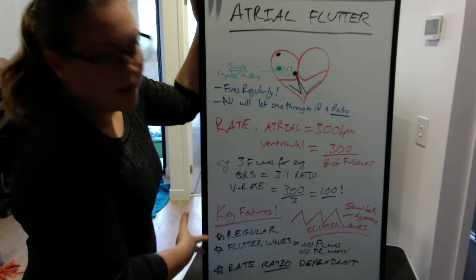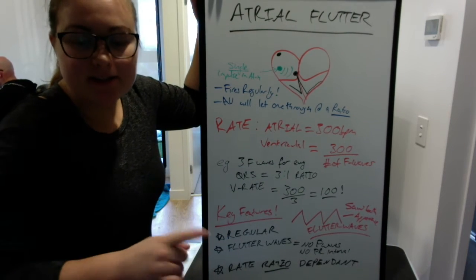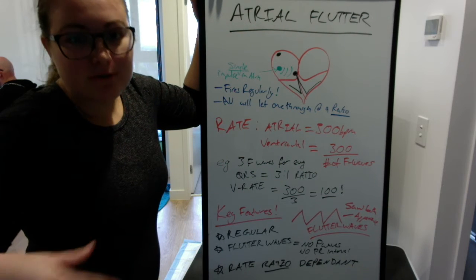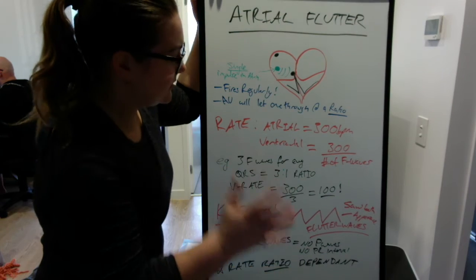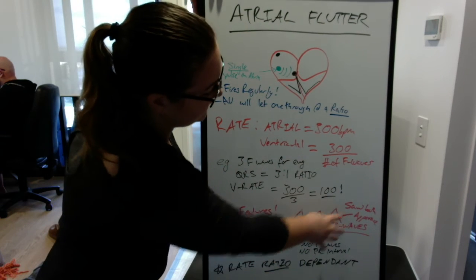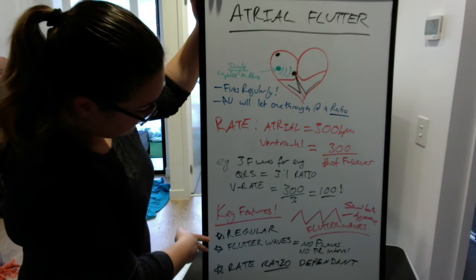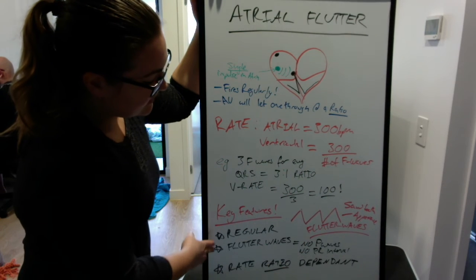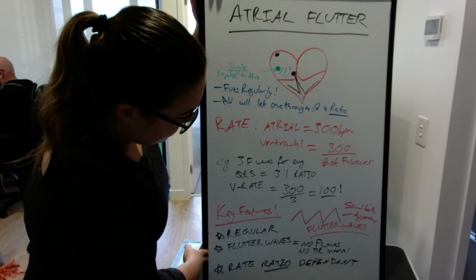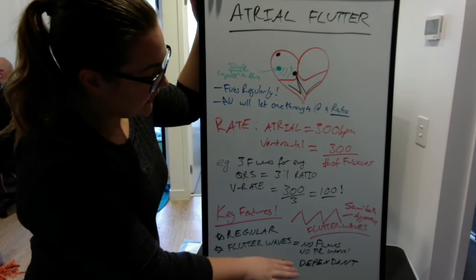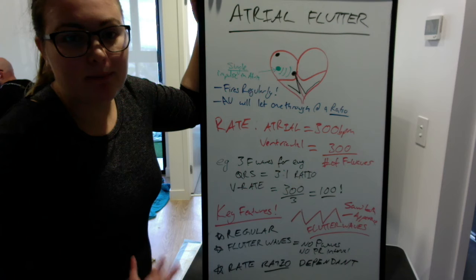Some key features of atrial flutter: the first thing you'll see is these sawtooth flutter waves, and they literally look like a sawtooth, and you'll see them straight away. Each of these is that impulse going through. Because of this, the rhythm is always going to be regular. And because we have these flutter waves present, there's not going to be a P wave and there's not going to be a PR interval.